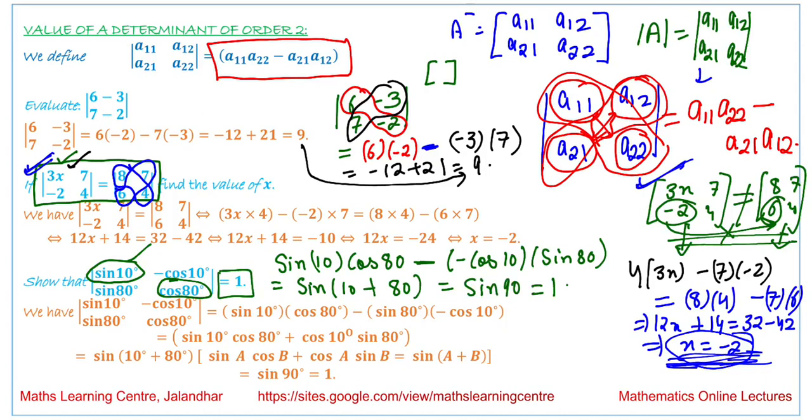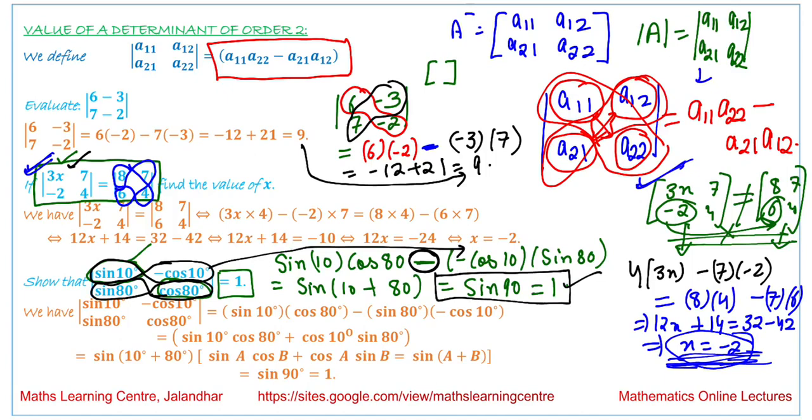So how have we solved the determinant? First of all, we have multiplied these two diagonal elements, then the minus sign is by the formula, then we have multiplied these two diagonal elements. In the next step, we have multiplied these two diagonal elements, and on solving this we get sine 90, and the final answer we obtain is equal to 1.